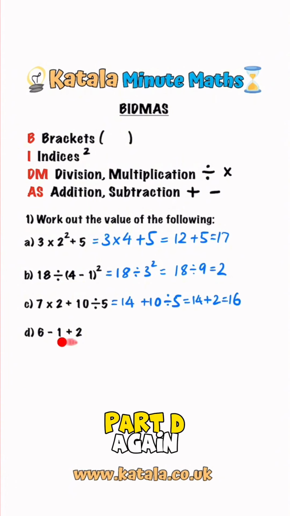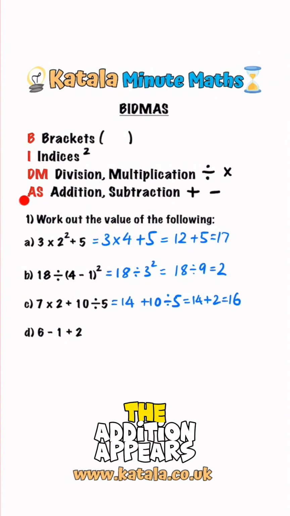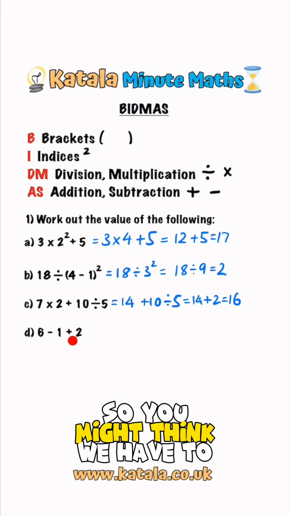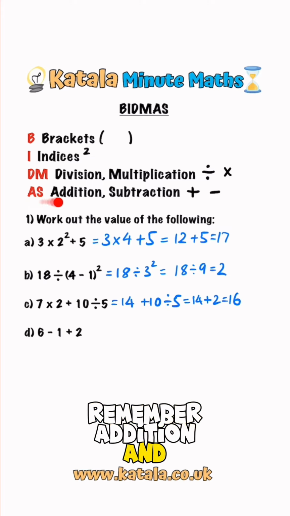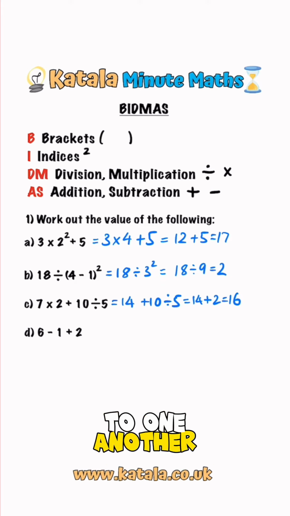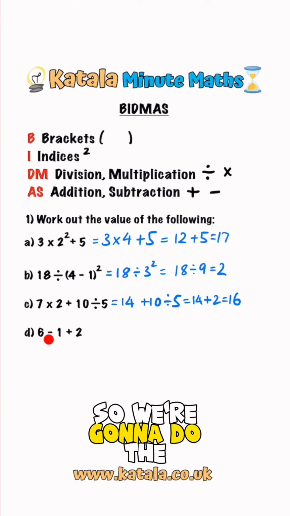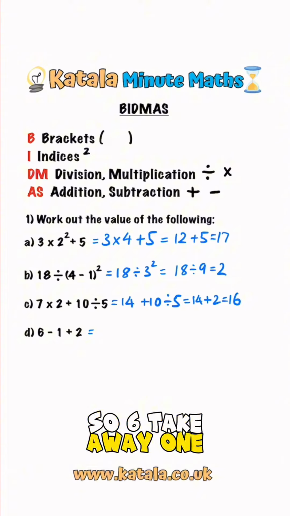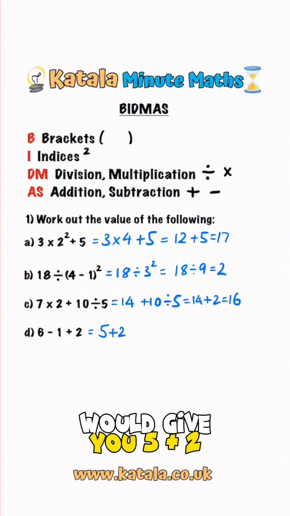And the last one here, part D, again, in the word BIDMAS, the addition appears before the subtraction. So you might think we had to do this first. But remember, addition and subtraction are of equal importance to one another. So we just do whatever appears first. So we're going to do the subtraction first here. So 6 take away 1 would give you 5 plus 2, which would just be 7.